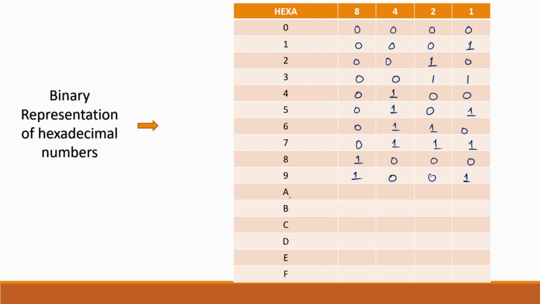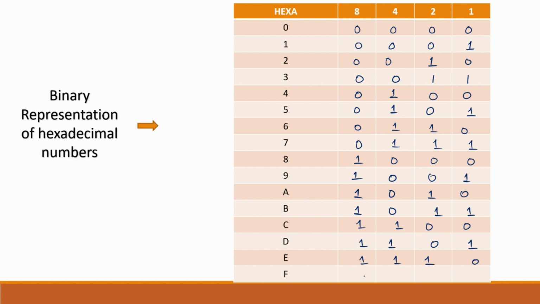A represents 10 over here. So that is 8 plus 2. So 10 in decimal and 1010 in binary and A in hexadecimal. B is 11 in decimal, that is 8 plus 2 plus 1. So 1011. C is 12, that is 8 plus 4. 1100. D is 13, 12 plus 1. E is 14. So that is 12 plus 2.